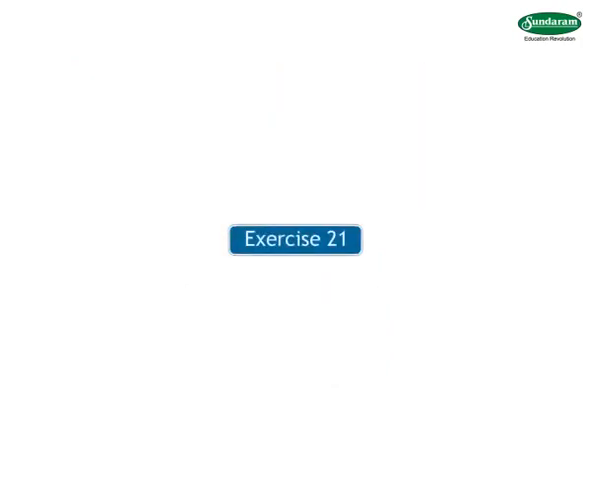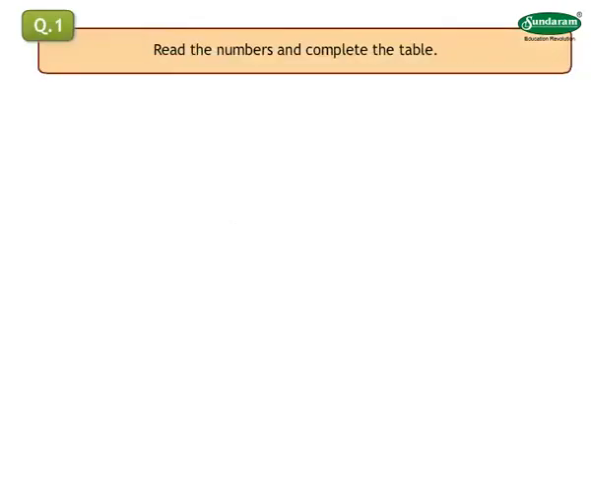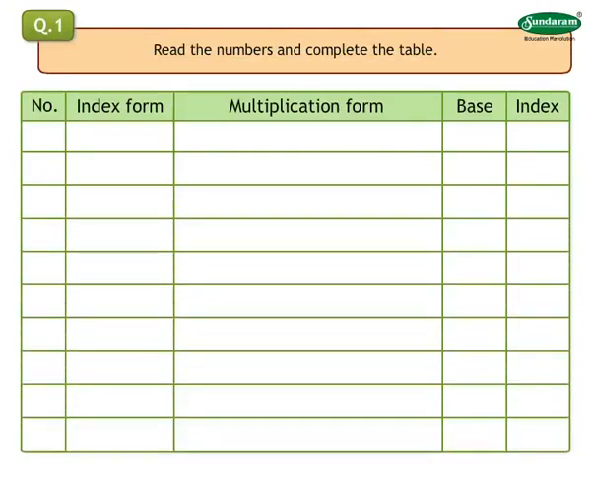Now let us solve exercise 21. Question number 1. Read the numbers and complete the table. Number 1. 1 to the power 3. Its multiplication form is 1 into 1 into 1. Base is 1 and index is 3.